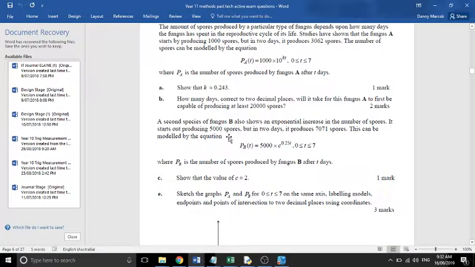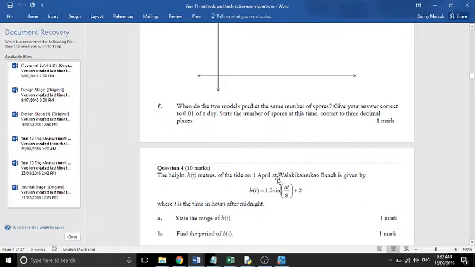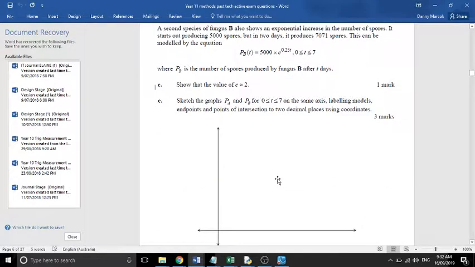Okay, the second species, fungus B, also shows exponential increase. It can be started with 5,000 spores, and in 2 days it produces 71, so the value of C equals 2. So we're going to go through the same thing. But like it says, sketch the graphs, labeling any points of intersection. So we'll do that. We're going to define this, and it tells us that C is 2.